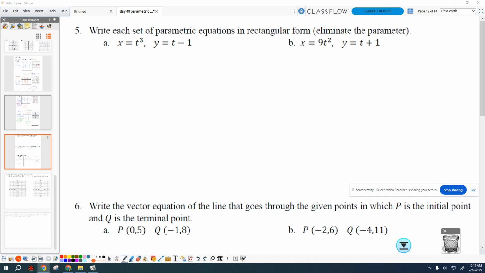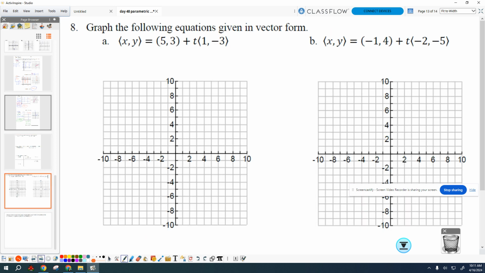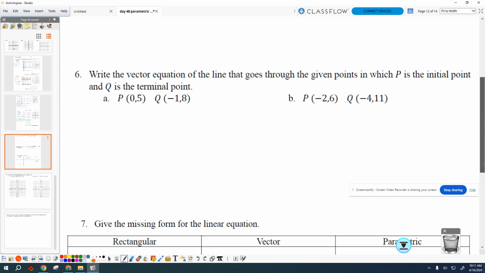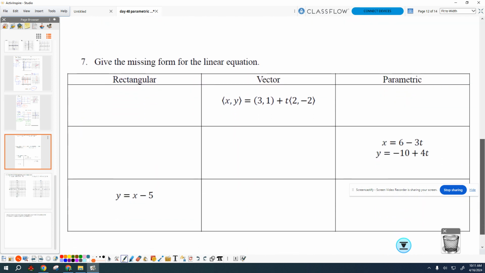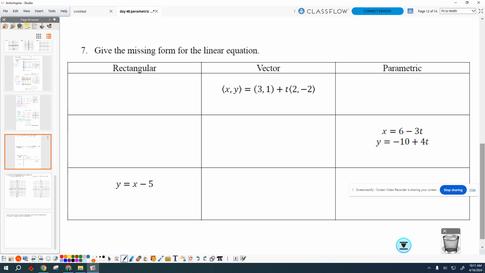Did you guys do these questions? Okay, what's your question? Number 7. You want it in y equals, right? The last one, talk about the rectangular. All right, so, guys, let's do these in order.